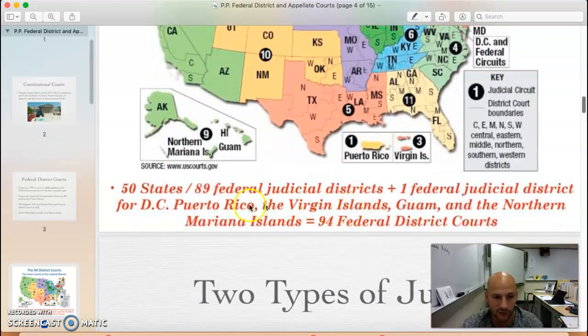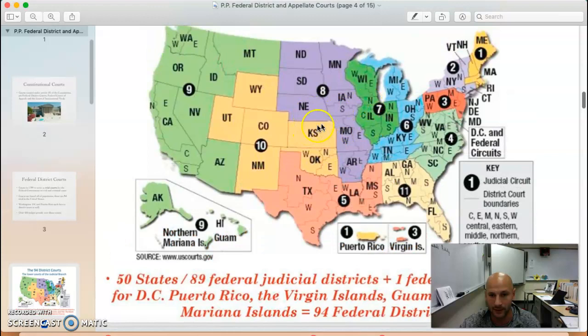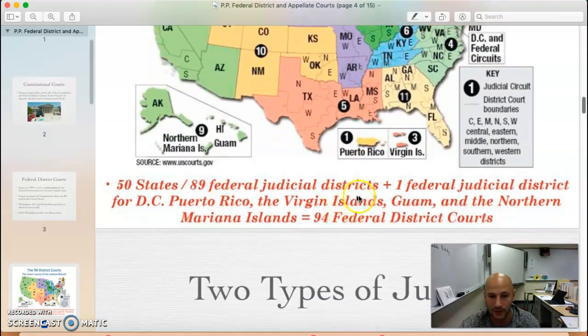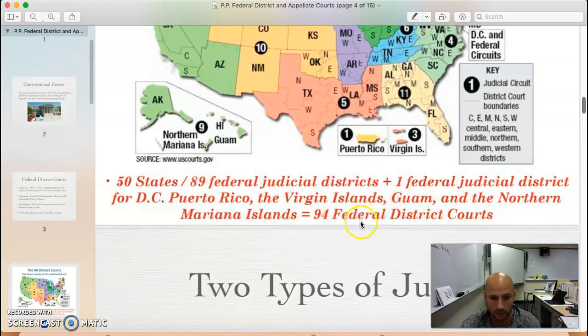But as far as this is concerned, we have 50 states, 89 federal judicial districts, each split up over the United States of America based off population, plus one federal judicial district for D.C. Even in our territories, we have district courts. They're ruled by the United States of America, and they're under the United States of America. So Puerto Rico, the Virgin Islands, Guam, and the Northern Marine Islands all are included in those 94.